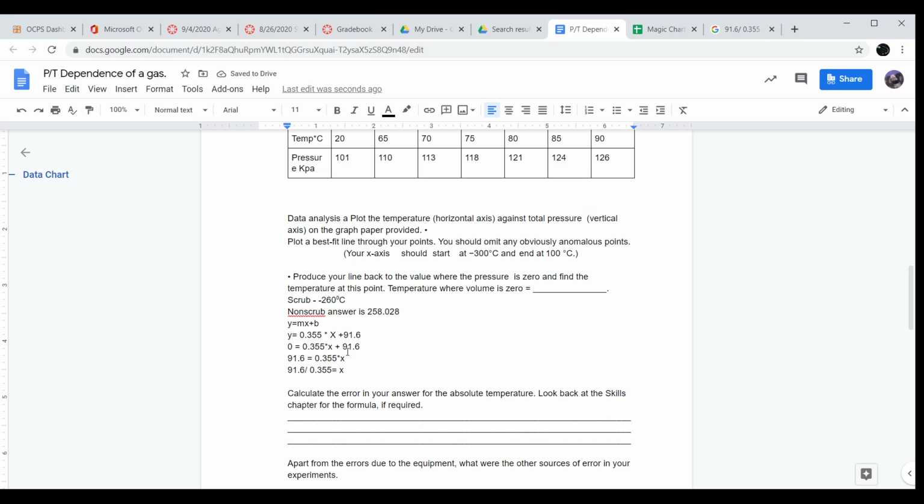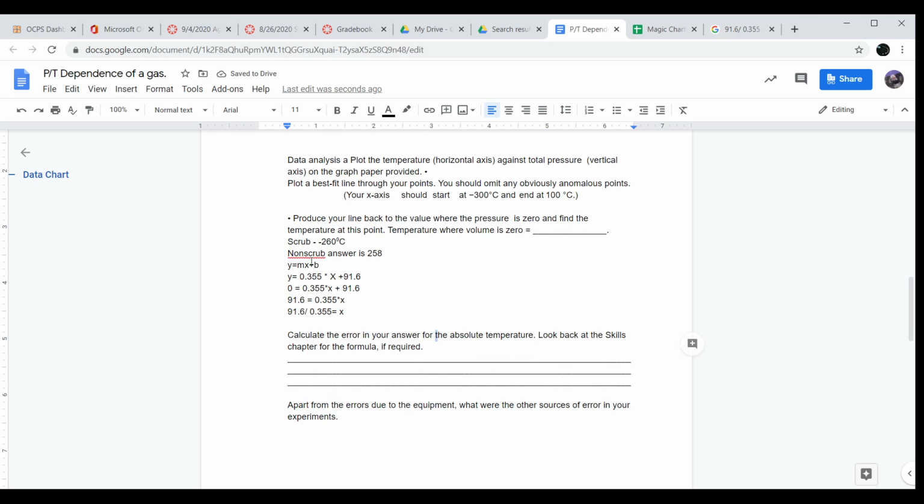From our line equation, it looks like we ended up using 3 digits, so we'll want to have 3 digits total. So we'll have 258. What it's asking for is our absolute temperature. And we can't forget the negative, and we can't forget our units, of course.